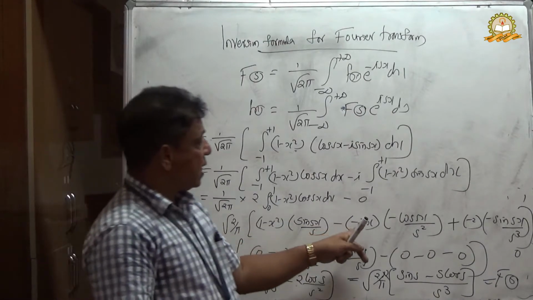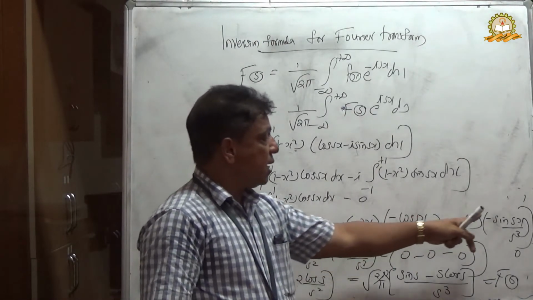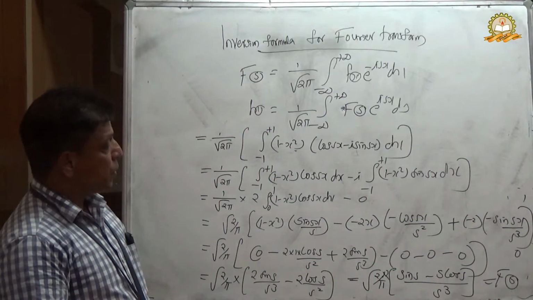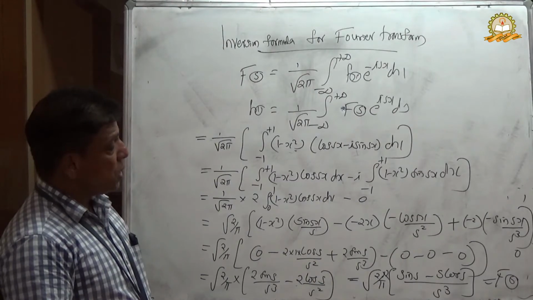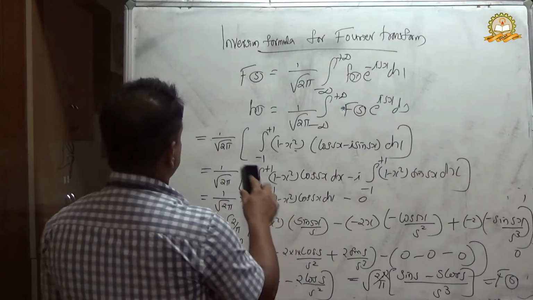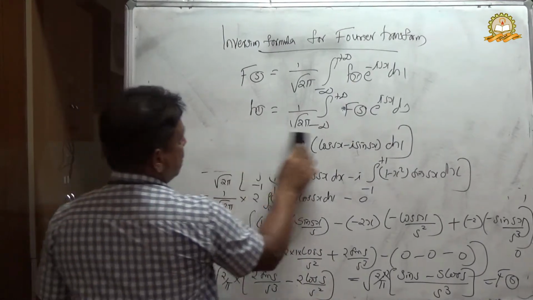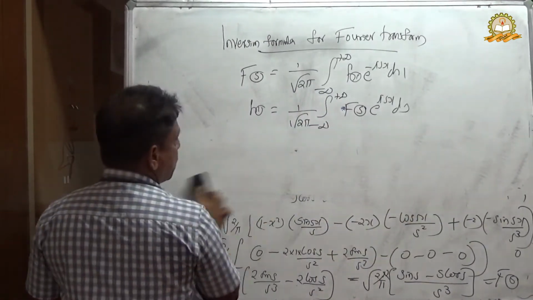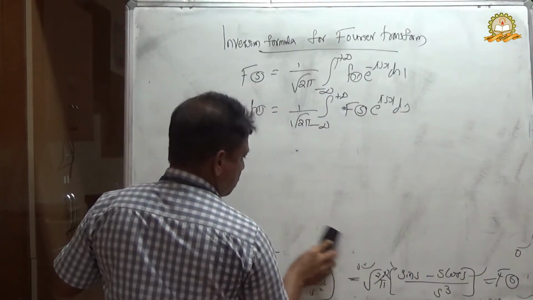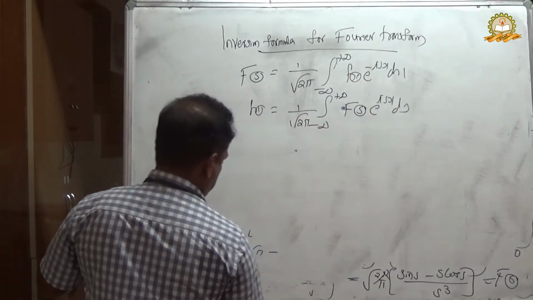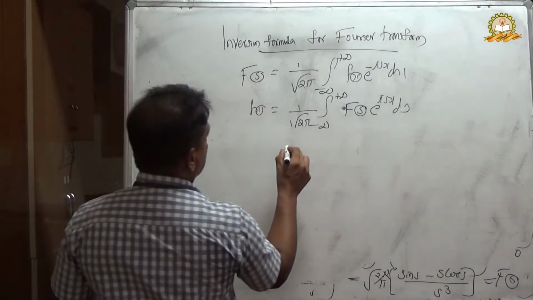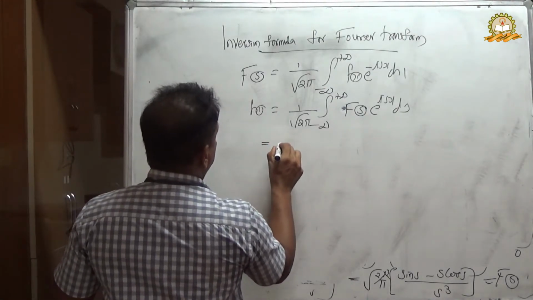In the second case, x is equal to 0. Third case, sin 0. Therefore, the lower part will be 0. The final result will be root of 2 by pi into 2 into sin s minus s cos s by s cube. Then we pass on to the inversion case. Inversion. For the inversion case, we write the formula. The formula is f of x is equal to 1 by root 2 pi.